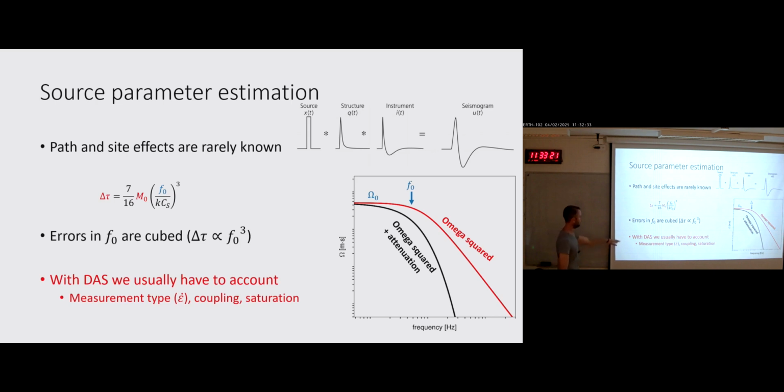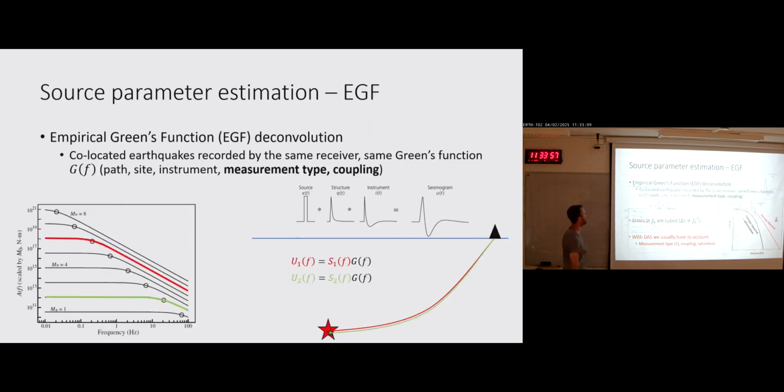So with DAS, we have another problem. We usually have to account for the measurement type, the fact that we measure strain or strain rates and not ground motions. Another parameter that I didn't mention is coupling. The assumption with these measurements is that the fiber is well coupled to the ground, so that the fiber actually senses what the ground is experiencing. But if the fiber is not well coupled, and keep in mind that these fibers were not meant for seismology, fibers can be somewhat hanging or in a material that doesn't really represent subsurface materials. Coupling can also have an effect on our measurements.